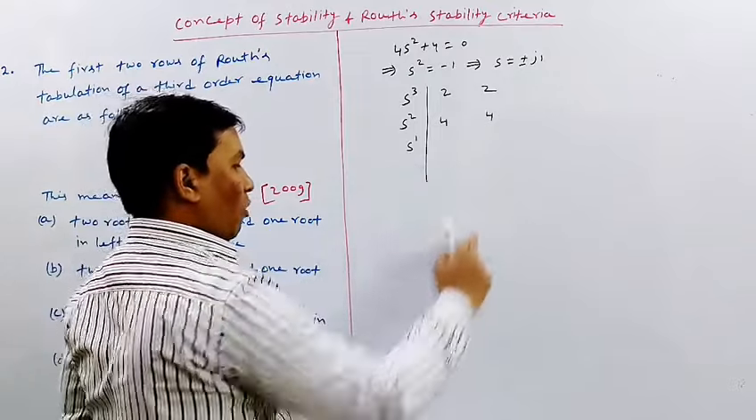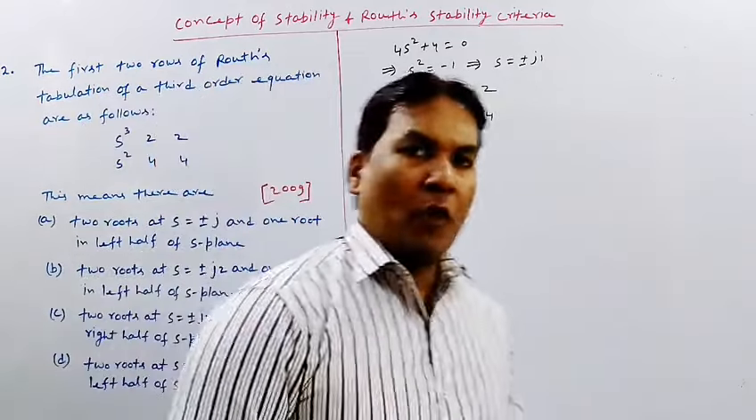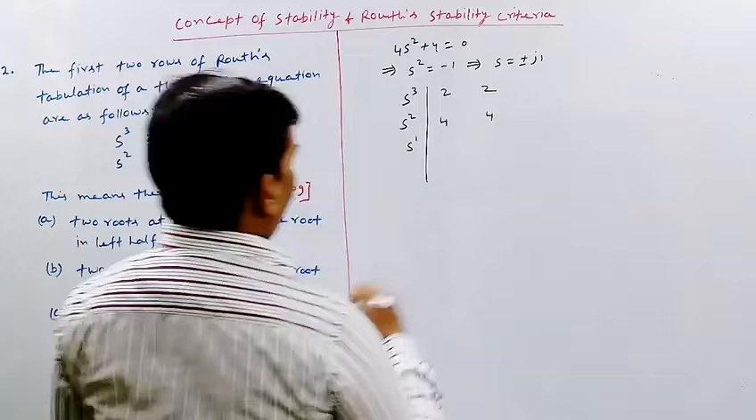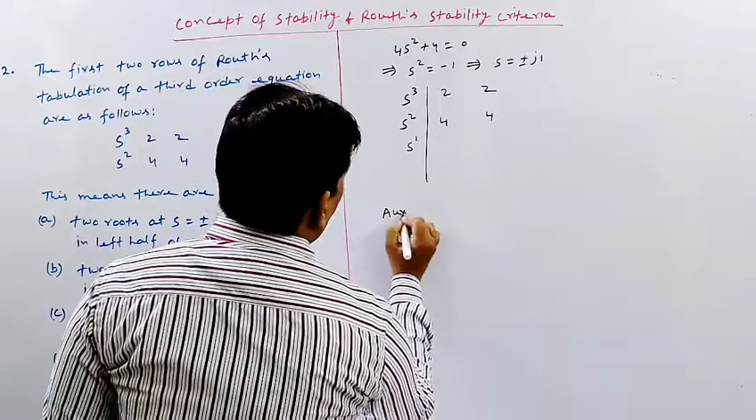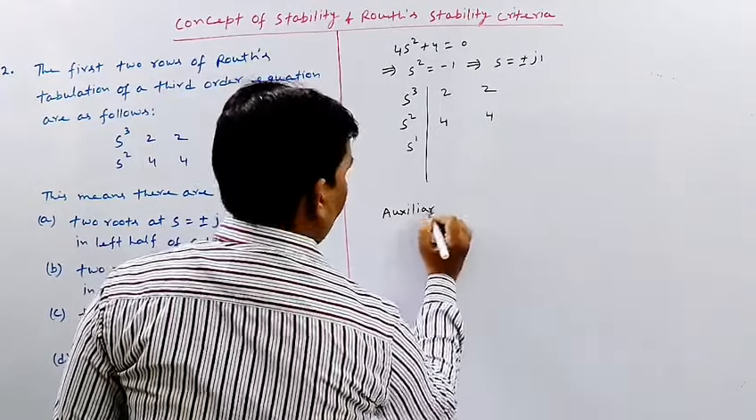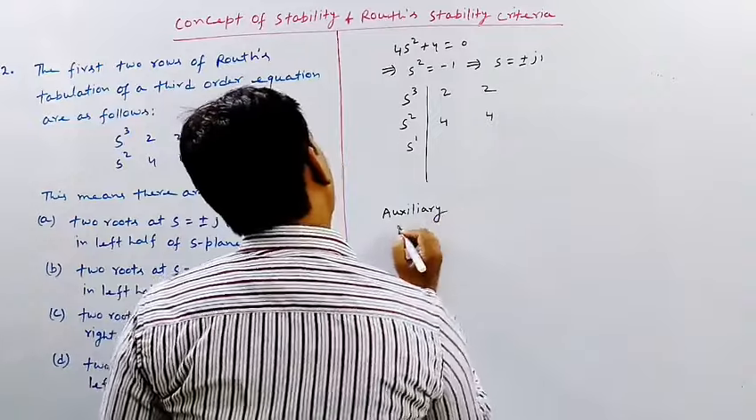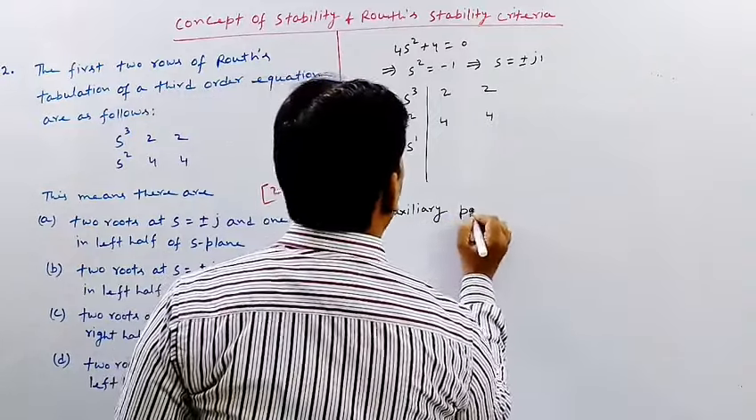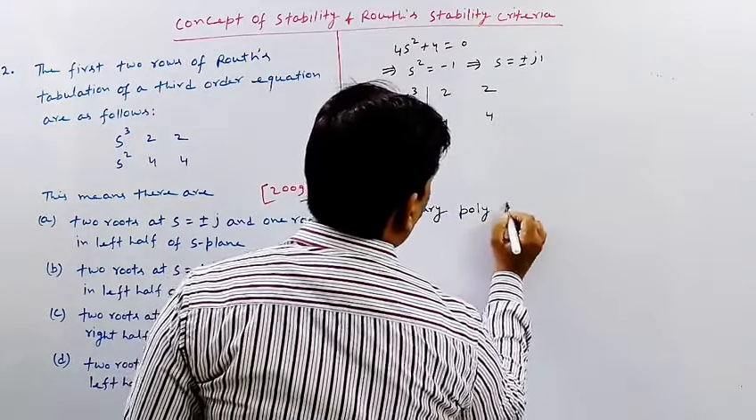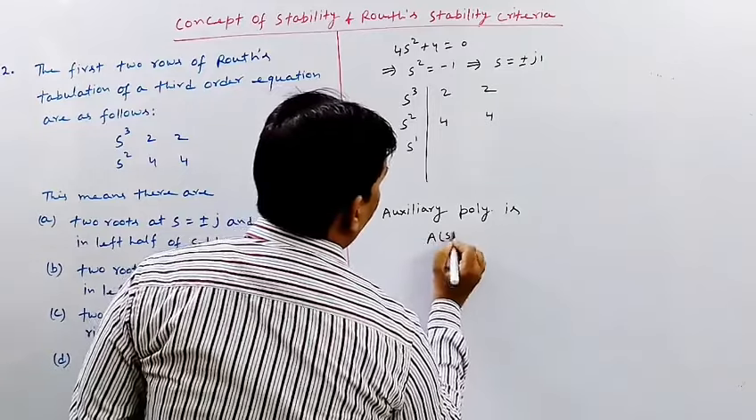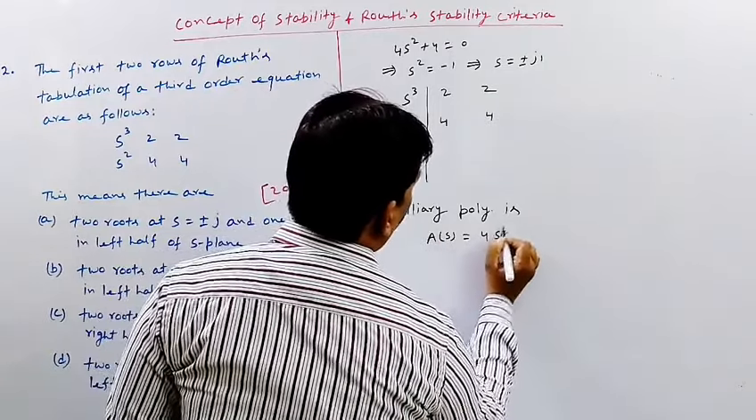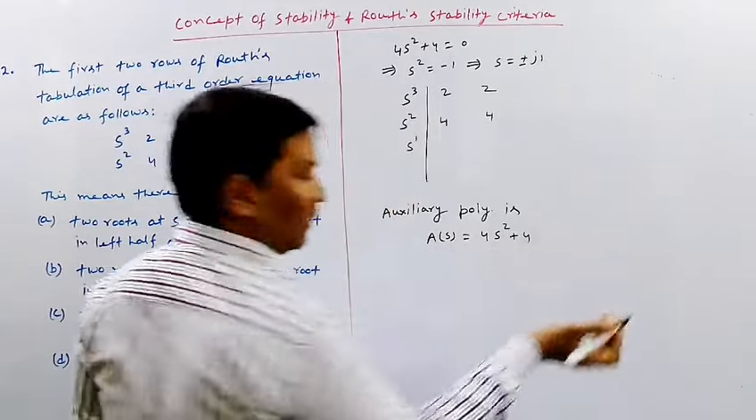Now we have to form the auxiliary polynomial. So what was the auxiliary polynomial? So auxiliary polynomial is A(s) equal to 4s square plus 4, as we have seen.